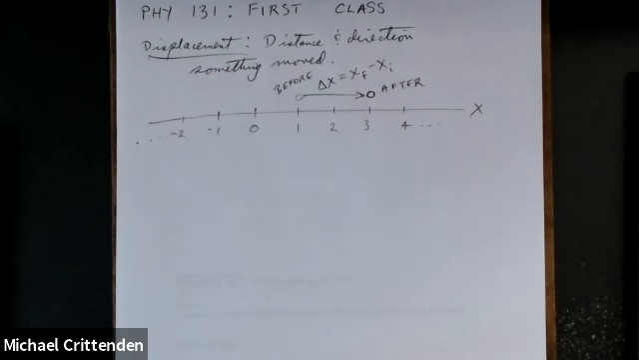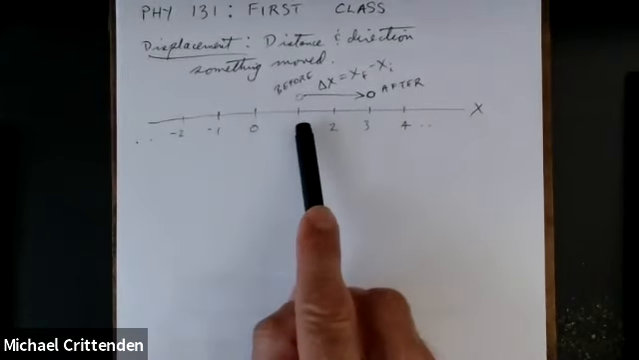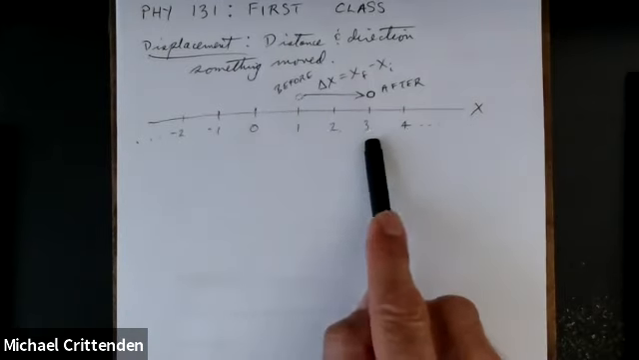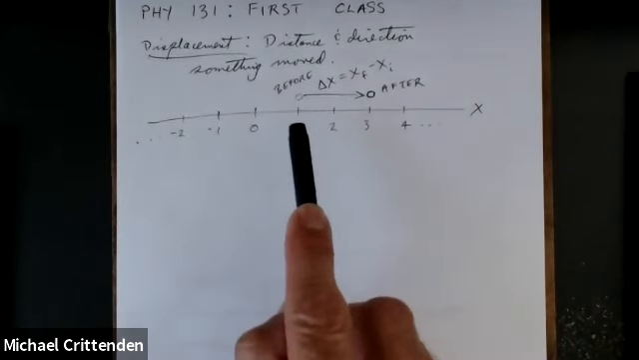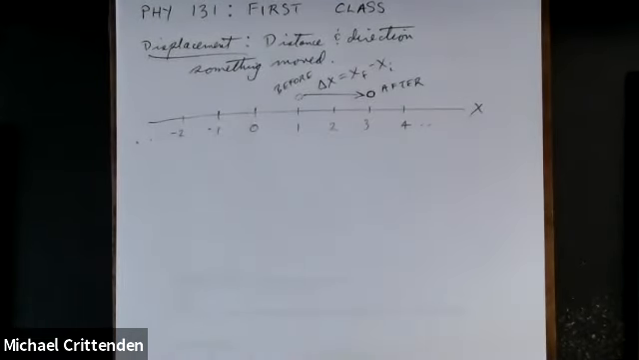Change in the pressure of a gas, final minus initial. Change in temperature, final minus initial. Change in voltage, final minus initial. Always final minus initial, never initial minus final. Okay, so you started out here, you ended up there. How far did you move? X equals 3, subtract off x equals 1, 3 minus 1, you moved 2. If it's the thruway, it would be measured in miles, 2 miles, okay? So that's what displacement means.